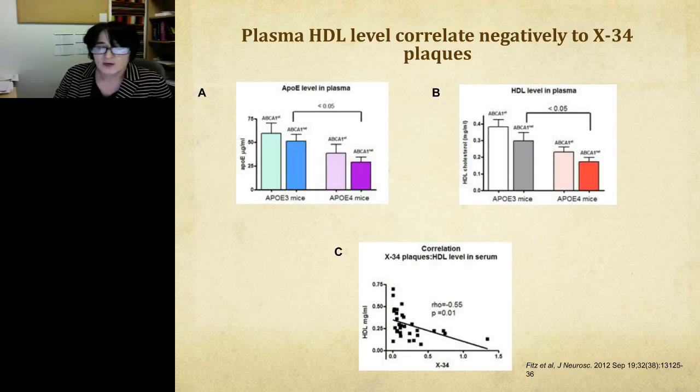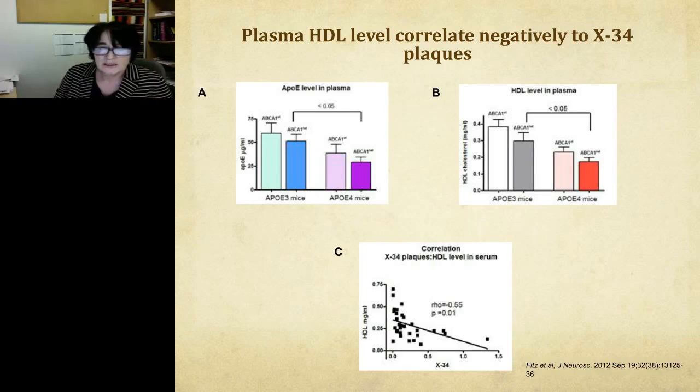So let's say on this graph, if you compare HDL level in E4 mice, ABCA1 heterozygotes, to E3 mice, ABCA1 heterozygotes, there is almost a 40% difference, and this difference is statistically significant.